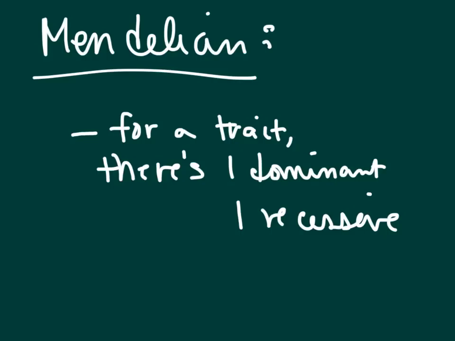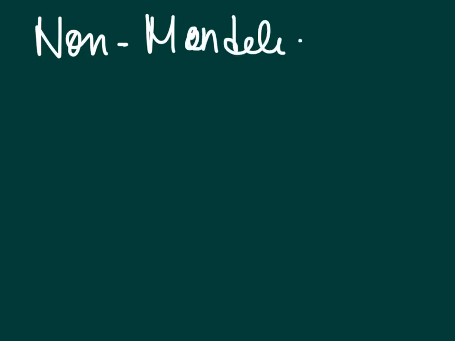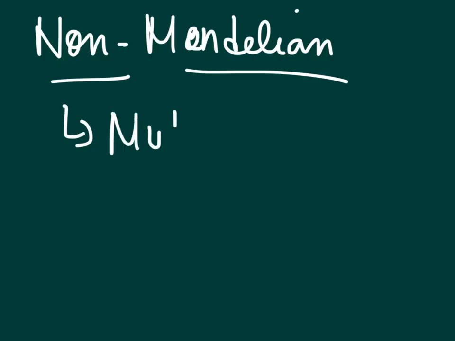Anytime that happens like that, we consider a trait that has multiple alleles to be non-Mendelian. Just meaning it's not simply dominant versus recessive, or simply allele 1 or allele 2. There could be allele 3, there could be allele 4, there could be allele 5. So in that instance, the first one we'll talk about is called multiple alleles.